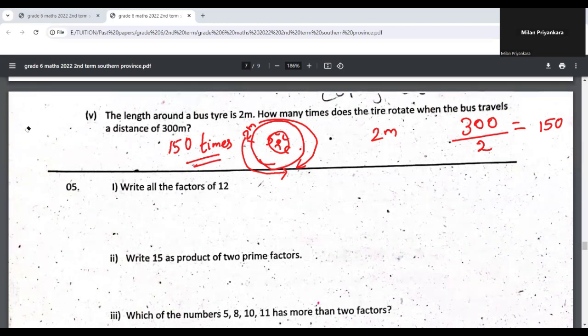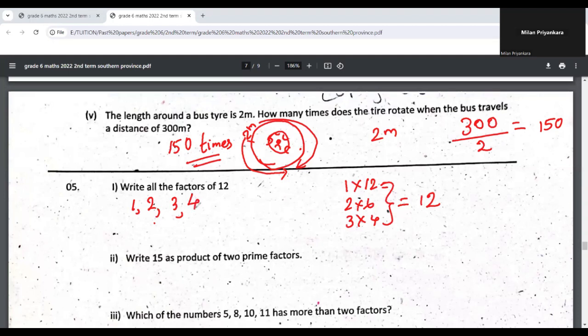Right. So, write all the factors of 12. For that, I have a simple method. You can write 12 as a product. So 1 into 12 is 12, 2 into 6 is 12, 3 into 4 is 12, and that's all, right? So this way you get 12. Then you can understand that 1, 2, 3, 4, 6, and 12 are the factors of 12, right?